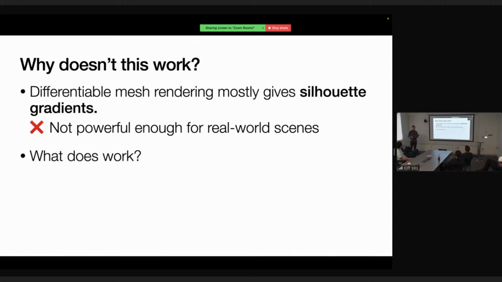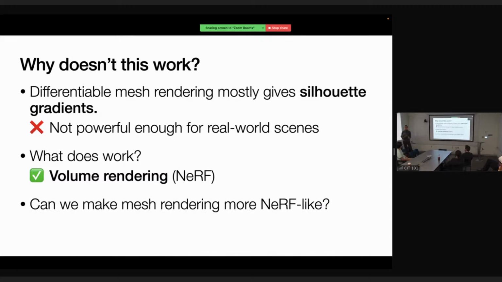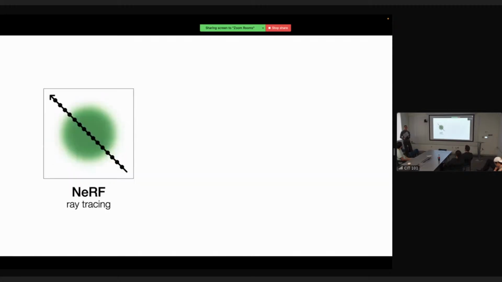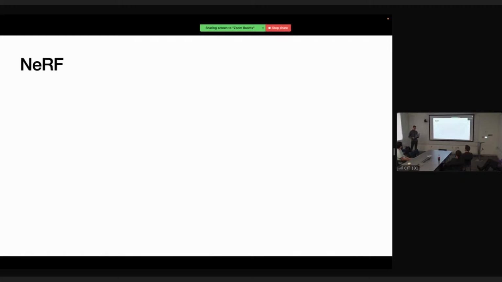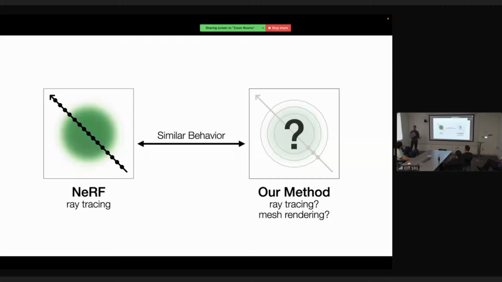Okay. So what does actually work? The answer is volume rendering. NeRFs work very well on real scenes. And so the question is, can we make mesh rendering more NeRF-like? And the answer is maybe. So we're looking for something that looks kind of like this. This is a diagram of NeRF. We want similar behavior to this, but somehow it should be kind of ray tracing like, and also kind of, whoops, let me go back, mesh rendering like.